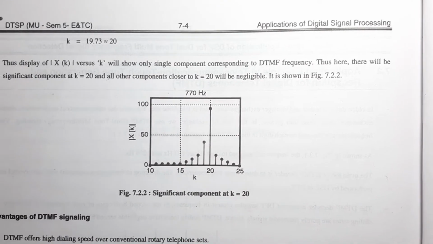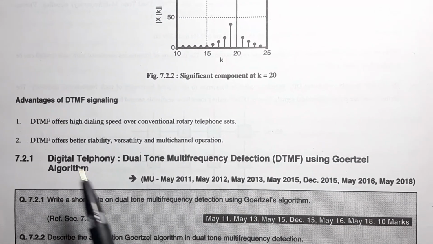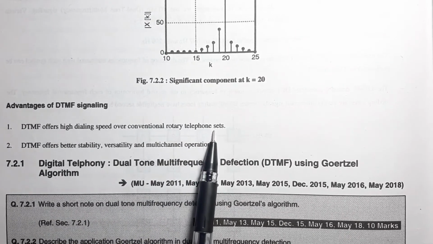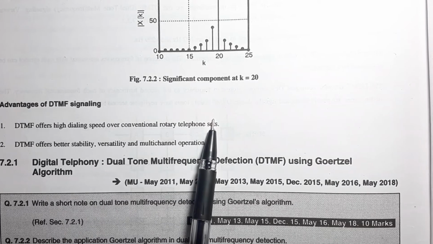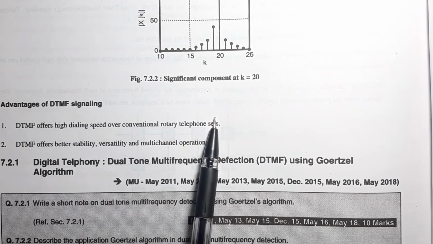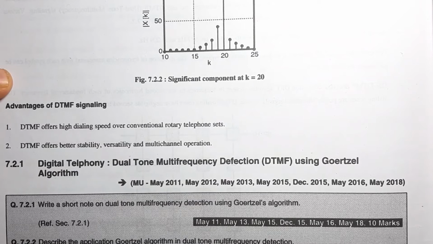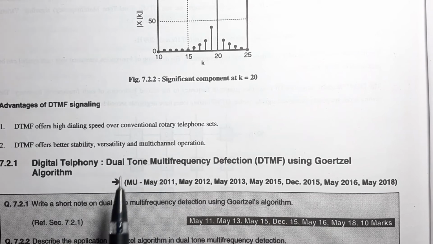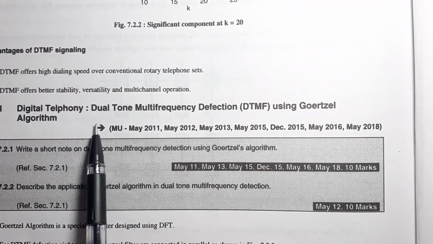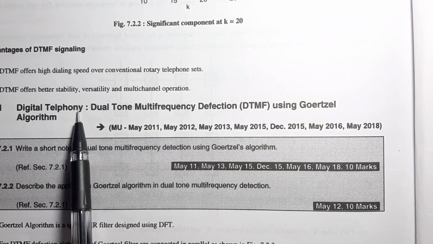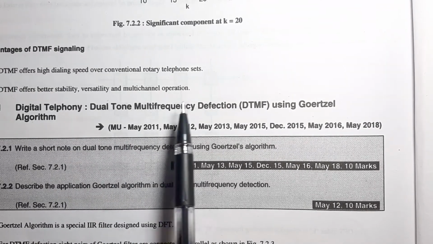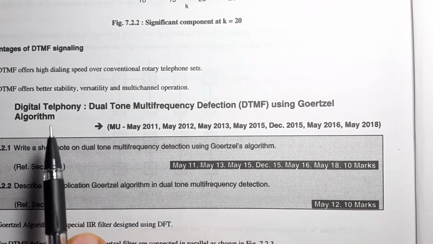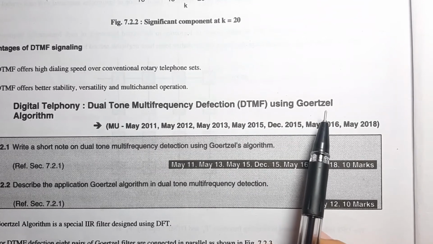Now, the advantages of DTMF signaling. DTMF offers high dialing speed over your conventional rotary telephone set, the one which we see in old movies, the one which has circular dialing pads. DTMF offers better stability, versatility, and multi-channel operation. The one which is asked many times in examinations is the dual tone multi-frequency detection, DTMF, using Goertzel's algorithm. It's called Goertzel, not Godzilla.